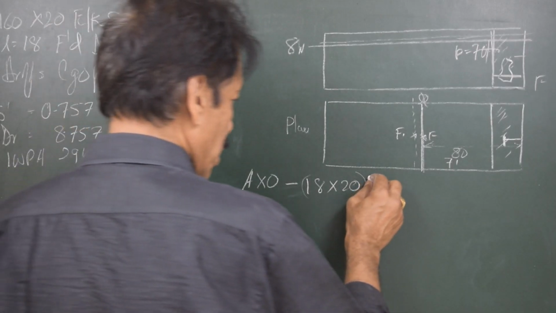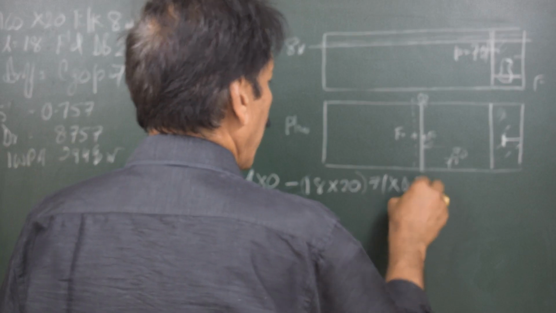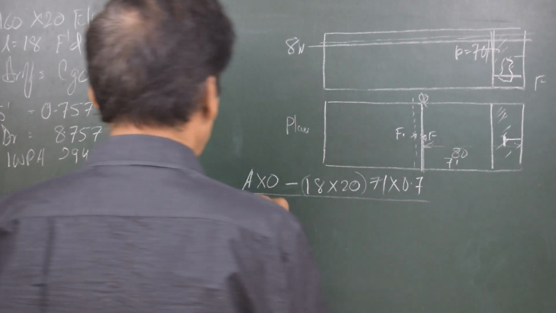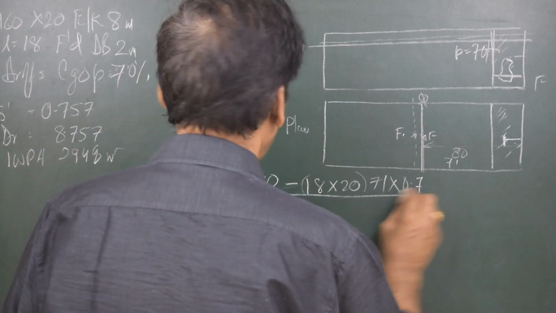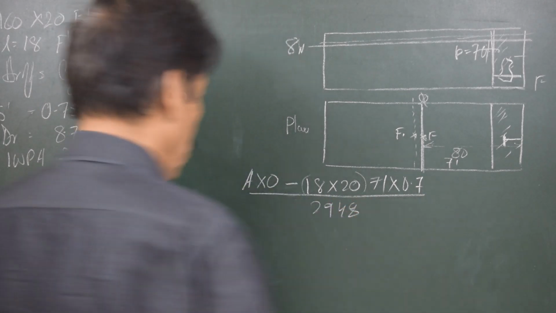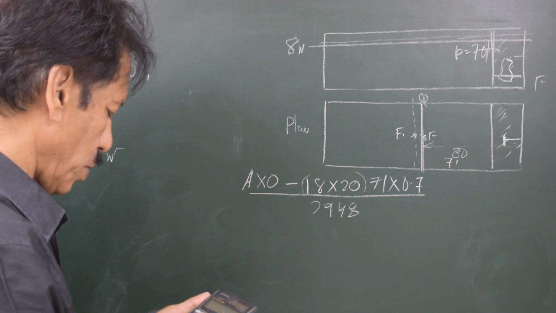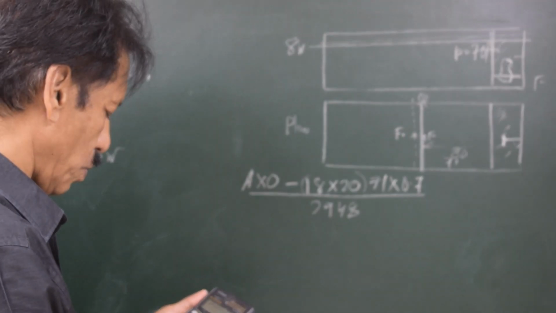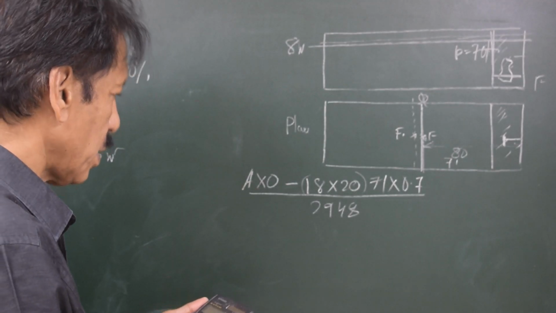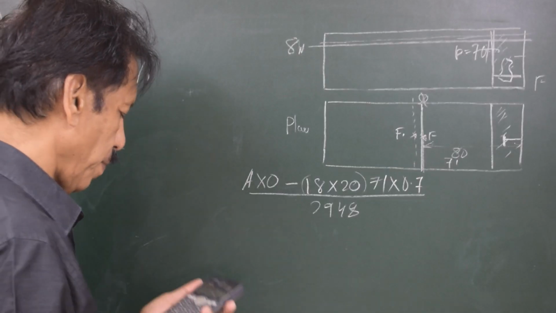So I multiply with this distance 71. The loss is only 70%, so I must multiply the expression by 0.7. This divided by intact waterplane area, and intact waterplane area we have seen is 2948 meters square. So let us see what is the FF1. FF1 is 18 into 20 into 71 into 0.7, divided by 2948.